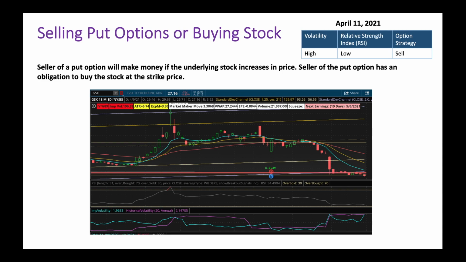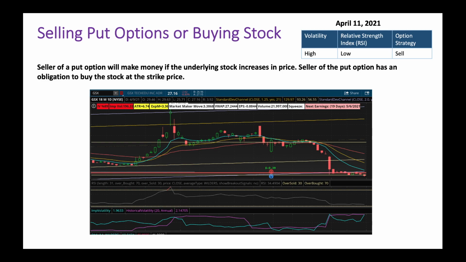The seller of a put option will make money if the underlying stock increases in value. The seller also has an obligation to buy the stock at the strike price. Because of this obligation, or because of taking risk, the seller of the put option will be paid a premium. Most people sell put options to collect the premium, and some also sell put options because they want to buy the stock at a lower strike price.